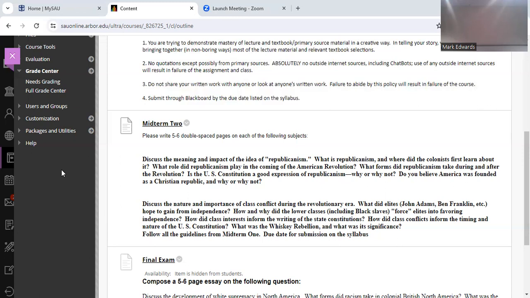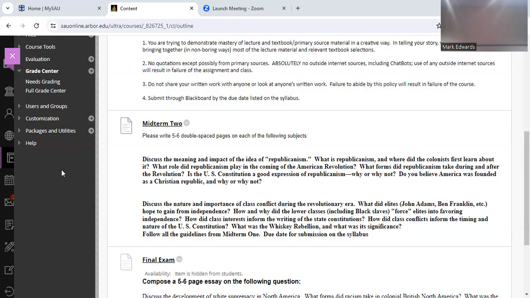All right. So the first one, discuss the meaning and impact of the idea of republicanism. Okay. So everything in my notes from the lecture about republicanism, that is where that's going to come in at some point in this essay. What is republicanism and where did the colonists first learn about it?